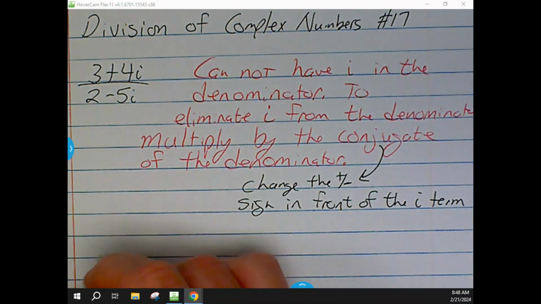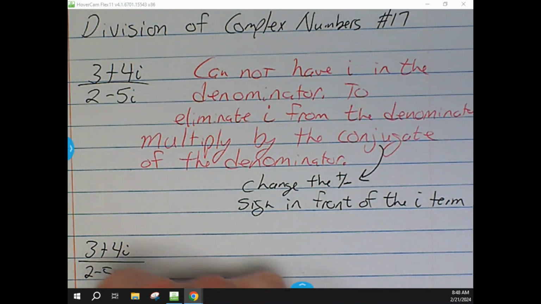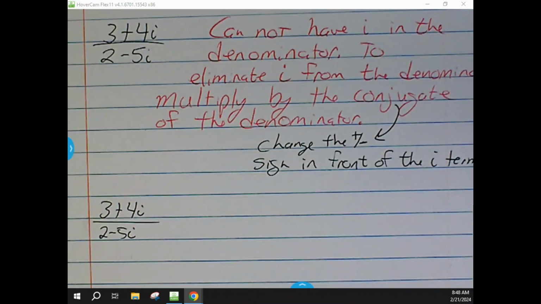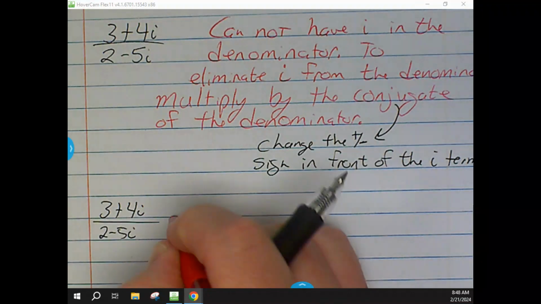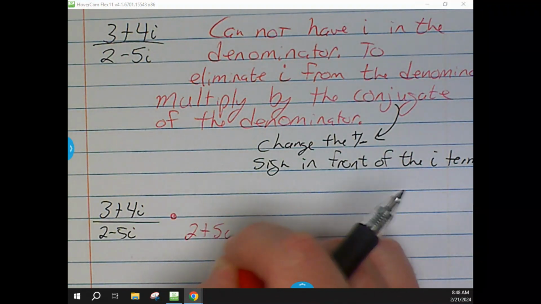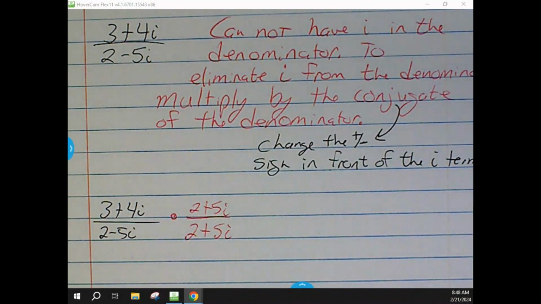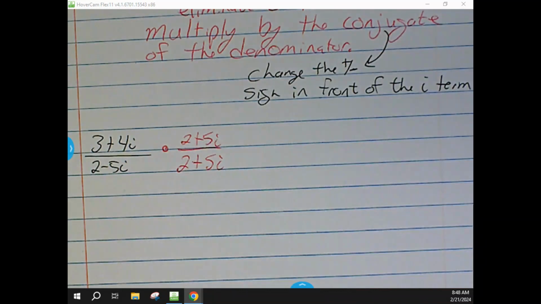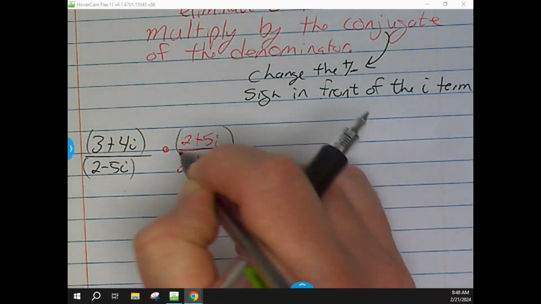So for this problem, here's what it would be. We've got 3 plus 4i over 2 minus 5i. And so what we're going to do is multiply it by 2 plus 5i. And whatever you do on the bottom, you also have to do the same thing on the top. The way these problems are written, they will not put parentheses on these, but you basically can go back and put parentheses around all these different parts and expressions.